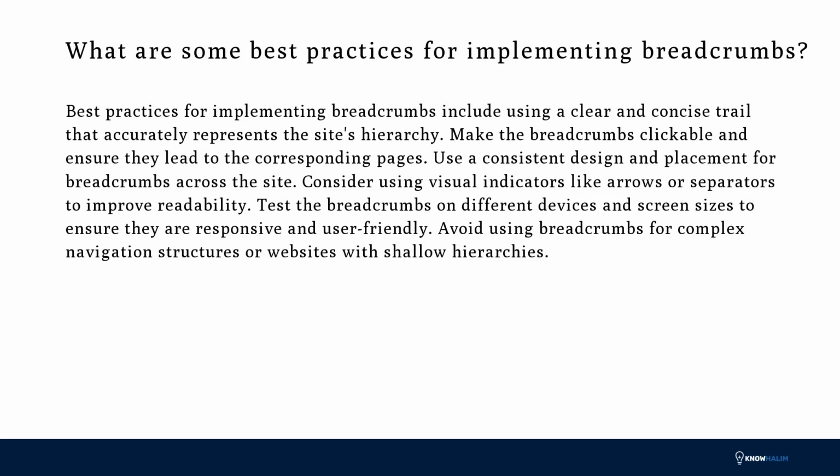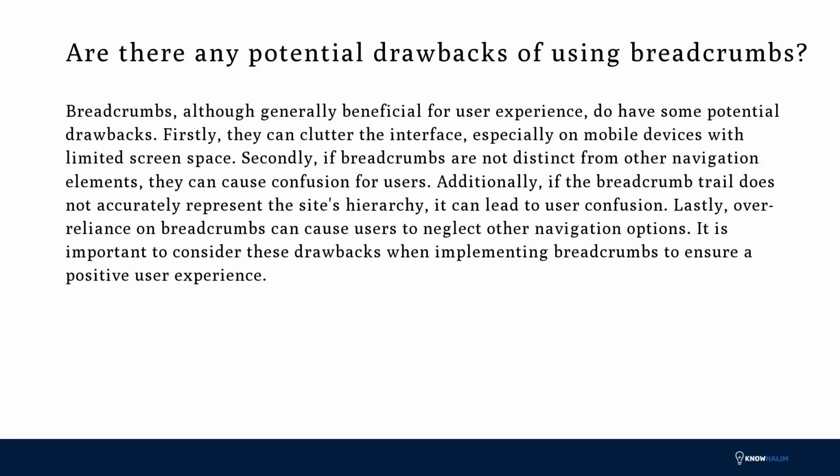What are some best practices for implementing breadcrumbs? Best practices for implementing breadcrumbs include using a clear and concise trail that accurately represents the site's hierarchy. Make the breadcrumbs clickable and ensure they lead to the corresponding pages. Use a consistent design and placement for breadcrumbs across the site. Consider using visual indicators like arrows or separators to improve readability. Test the breadcrumbs on different devices and screen sizes to ensure they are responsive and user-friendly. Avoid using breadcrumbs for complex navigation structures or websites with shallow hierarchies.